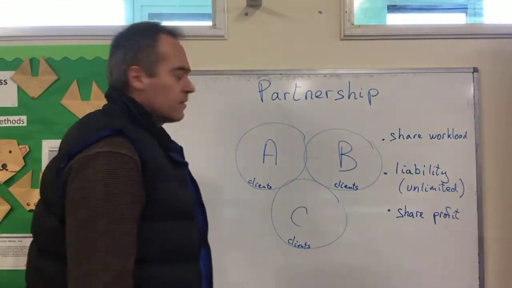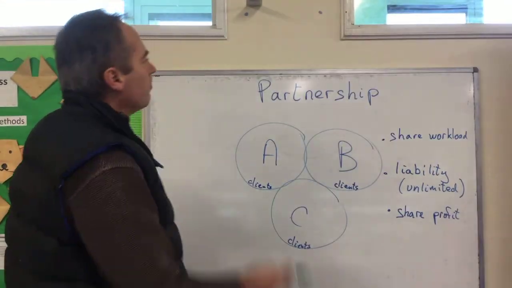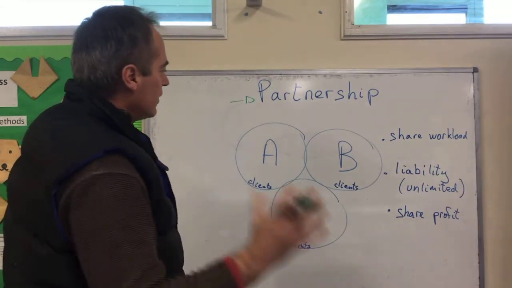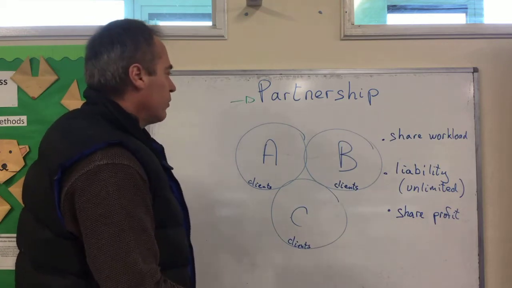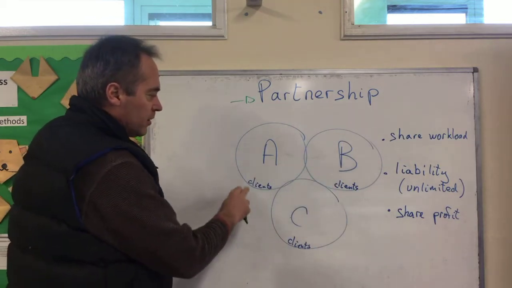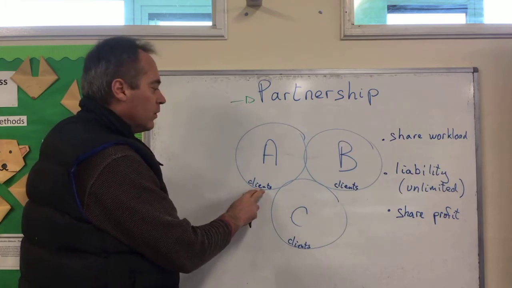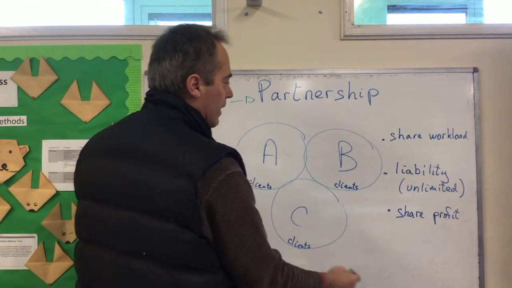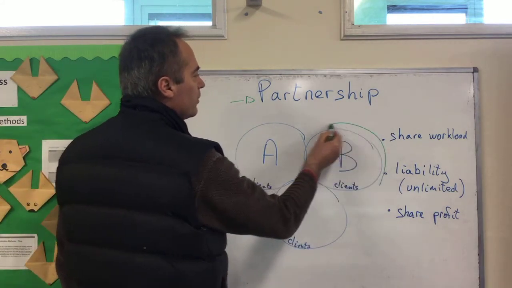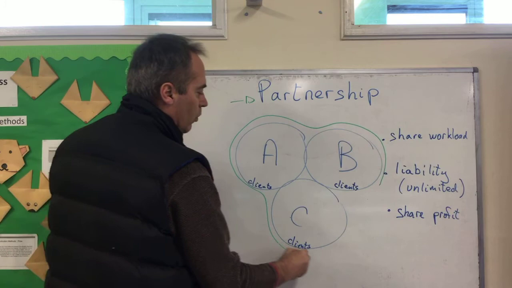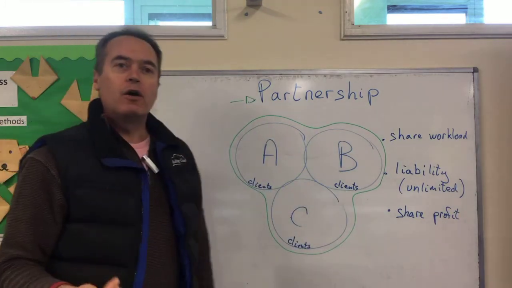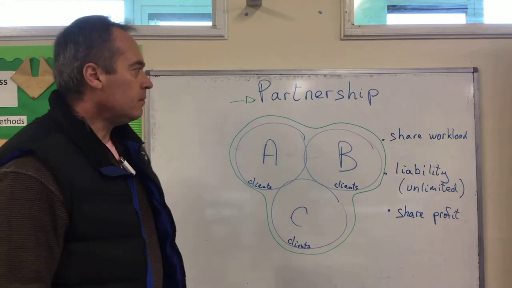Welcome to this screencast. We are looking at partnerships as an ownership structure. In this example I've drawn on the board over here, we've got three partners, A, B, and C. Each partner has its own clients and they don't overlap. Now, if you bring these three partners together into one single business called a partnership, there are certain advantages.